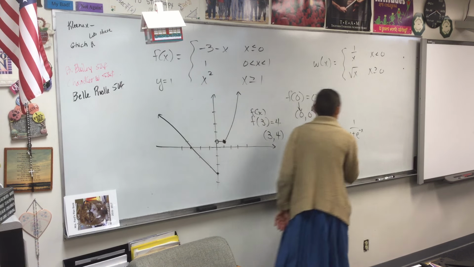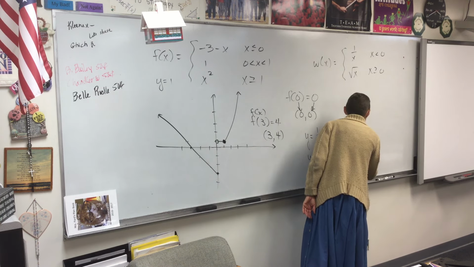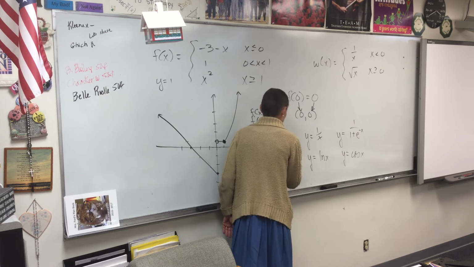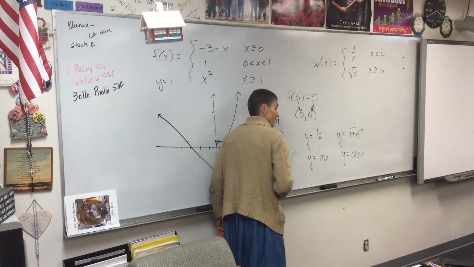Cosine does not go through the origin. Remember, cosine is the one that starts up top, starts up here, hills and valleys, but it starts at the top.